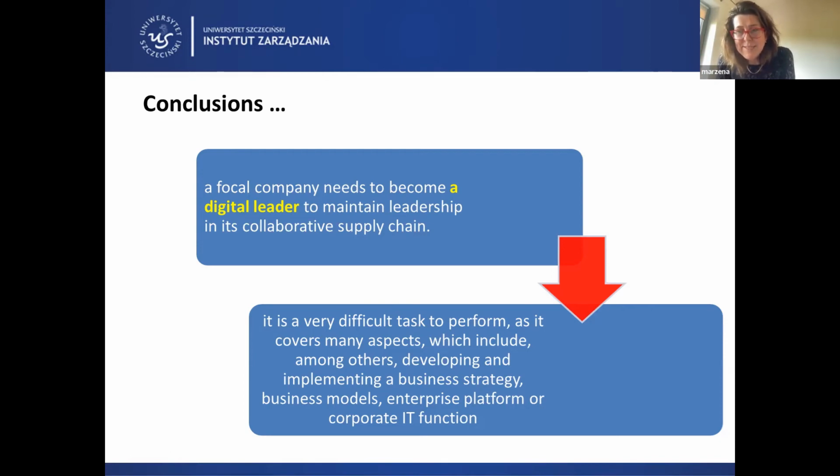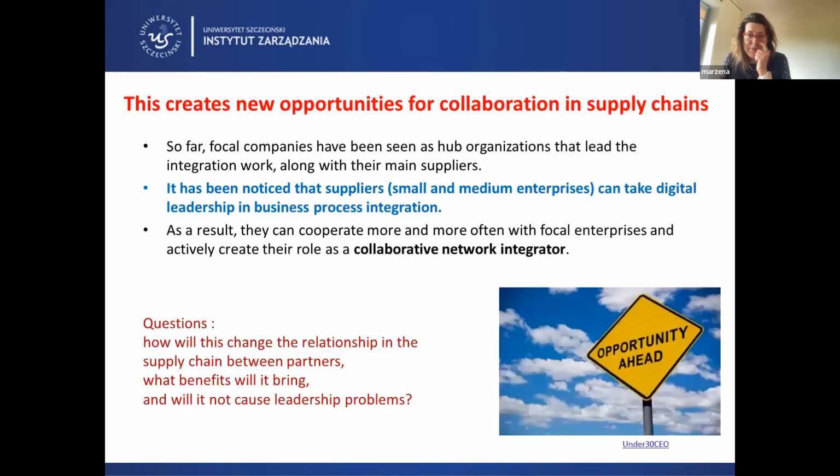So there is a new opportunity for the smaller, for example, supplier who are the digital leader. So sometimes there is the focal company, so we can observe the big transnational corporation, but they allow, or they use some smaller companies to be some network integrator in the form, for example, of a platform model. So now we observe very interesting changes in this collaboration in the network and supply chain.